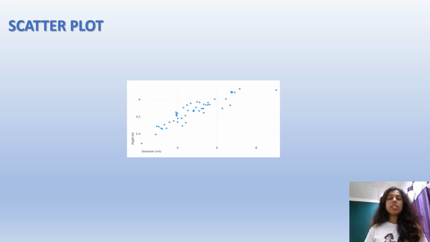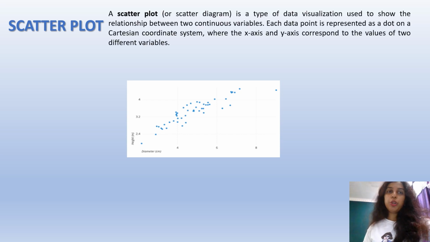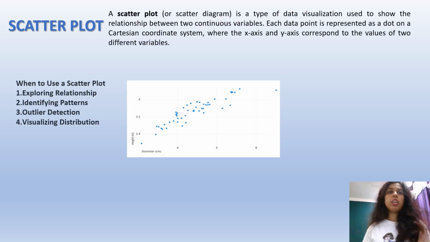Each dot represents a single observation, with its horizontal and vertical positions indicating its values for two variables. A trend line can illustrate the overall pattern or correlation between the variables. Let's see when to use a scatter plot. Ideal for examining the correlation or relationship between two variables.